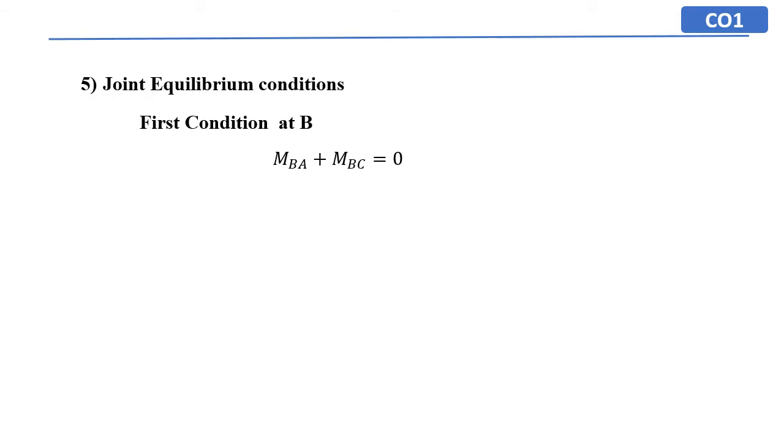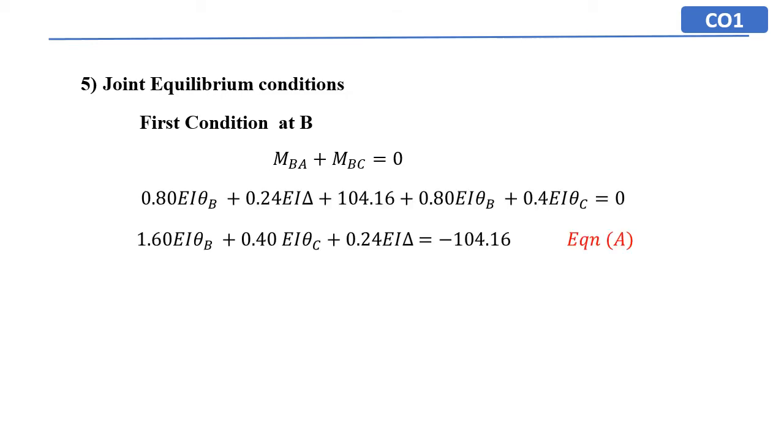Then we can apply the joint equilibrium conditions. First condition at B, MBA plus MBC is equal to 0. We get 0.80 EI theta B plus 0.24 EI delta plus 104.16 plus 0.80 EI theta B plus 0.40 EI theta C is equal to 0. It will be equal to 1.60 EI theta B plus 0.4 EI theta C plus 0.24 EI delta is equal to minus 104.16. That is your equation A.